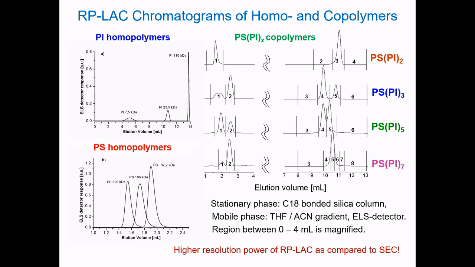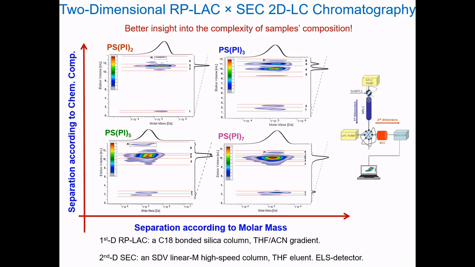and their further analysis. In order to get better insight into the complex composition of stars, we coupled HPLC with size exclusion chromatography into a two-dimensional liquid chromatographic system in order to simultaneously determine the variation in composition and molecular weight. The constituents of Miktoarm star copolymers elute in the first dimension by adsorption mode in a sequence of increasing polyisoprene content. This dimension is presented in the y-axis.